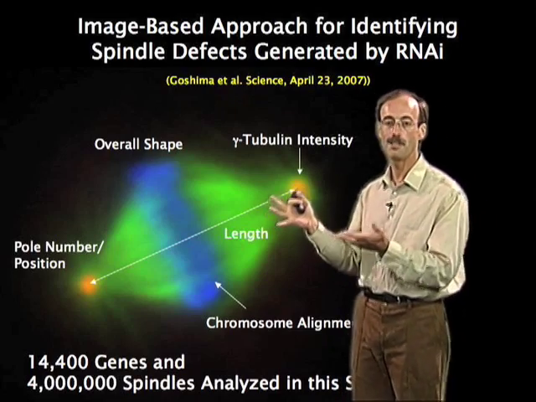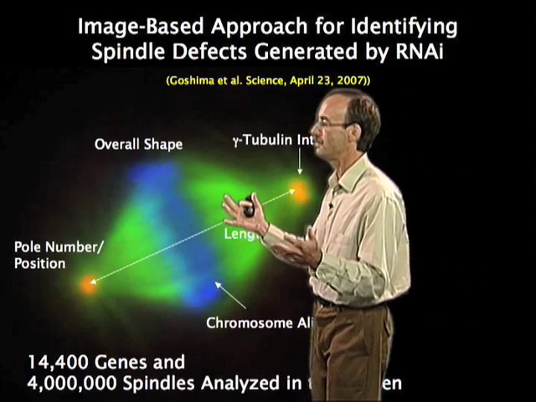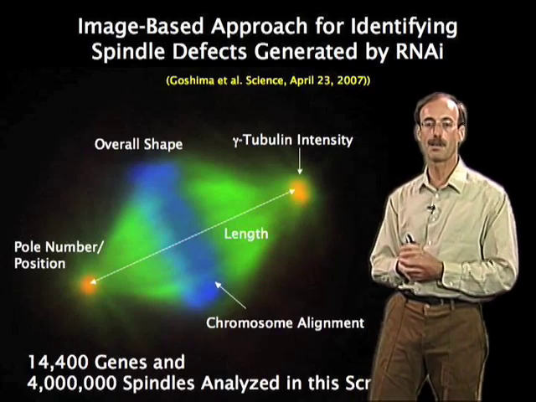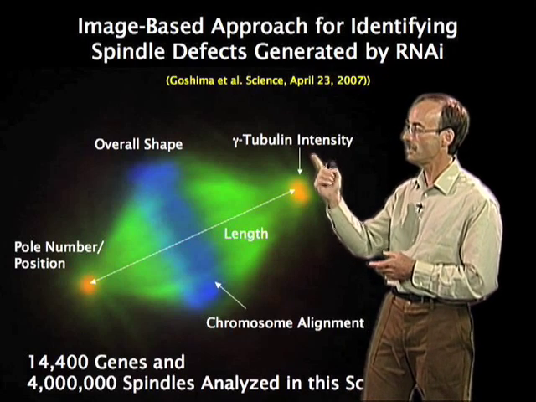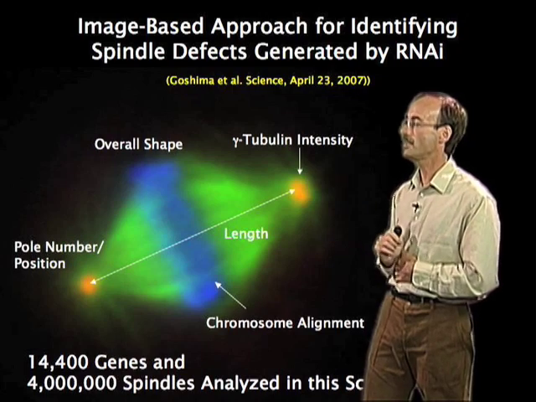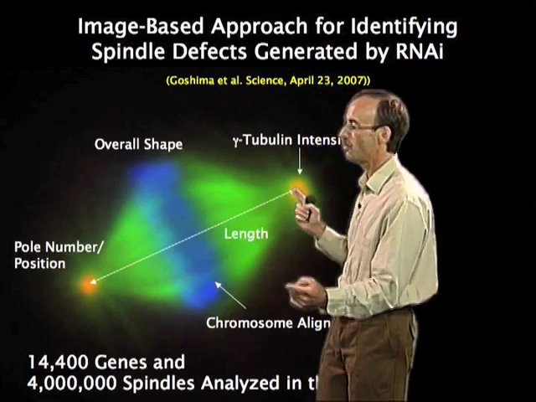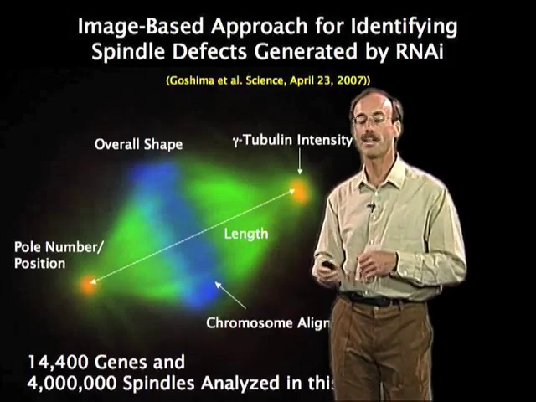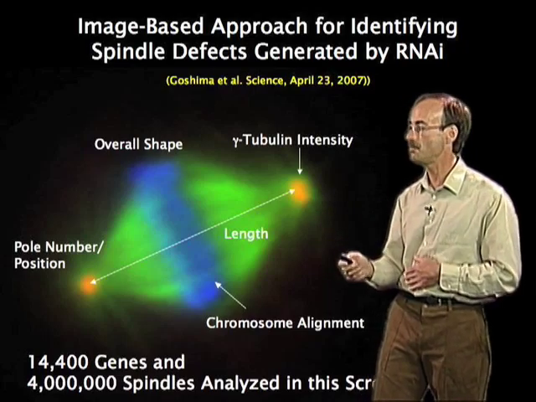And there's a lot of information that you can get from these images. You can see the overall shape of the spindle. You can measure the length. You can see if the chromosomes are aligned properly. You can measure a very special protein that defines the poles called gamma tubulin that I'll tell you more about. And you can see if there are two poles, as there should be in a normal spindle, or if the poles are split or fragmented. So there's a tremendous amount of information that you can get from direct imaging.